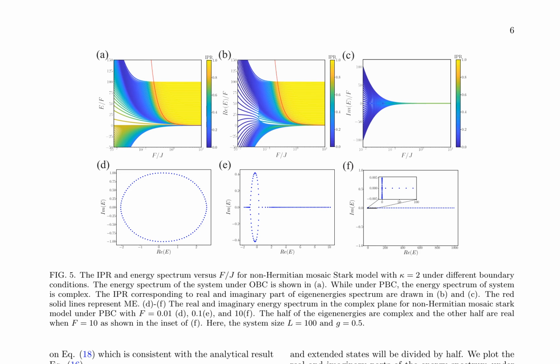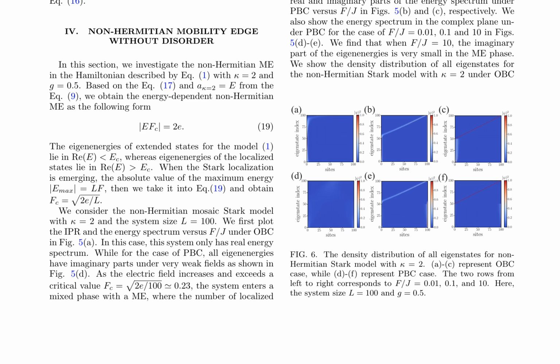The authors consider a non-Hermitian mosaic-Stark model with kappa equals 2, system size L equals 100, and gamma equals 0.5. They plot the inverse participation ratio, IPR, and the energy spectrum versus F/J under open boundary conditions, OBC, in Figure 5a, showing only a real energy spectrum. Under periodic boundary conditions, PBC, all eigenenergies have imaginary parts under weak fields, as seen in Figure 5d. As the electric field increases and exceeds Fc approximately equal to 0.23, the system enters a mixed phase with a mobility edge, where the number of localized and extended states is divided by half.